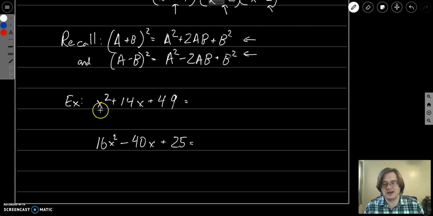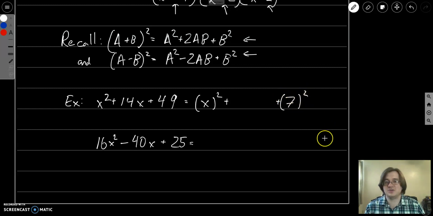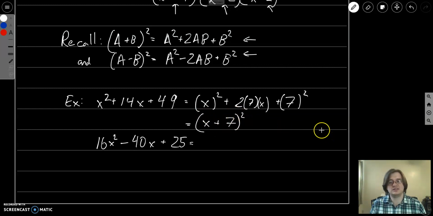So again, when we look at this, our first example, x squared plus 14x plus 49, what we'll recognize is this is going to be x squared. This last term is going to be 7 squared, and the middle term is 2 times 7 times x. And this fits our formula. We've got a squared term, another squared term, and a 2 times both of them. So this is going to be x plus 7, quantity squared.